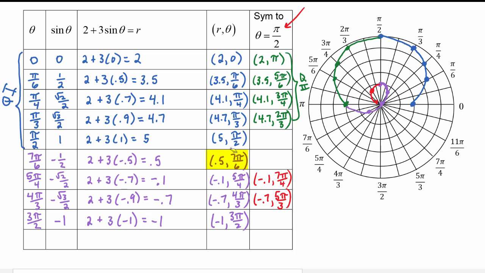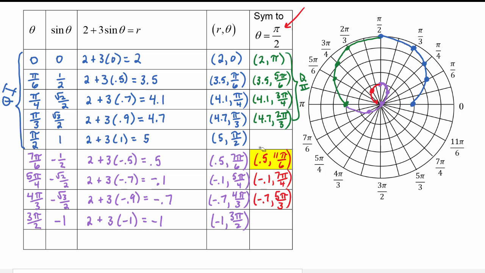Here, 7 pi over 6, if we do the subtraction, pi minus 7 pi over 6 is negative pi over 6, which is coterminal with 11 pi over 6. Or you can visualize the symmetry. 7 pi over 6, if we fold it over this vertical axis, will land on 11 pi over 6. So this becomes the point 0.5, 11 pi over 6.